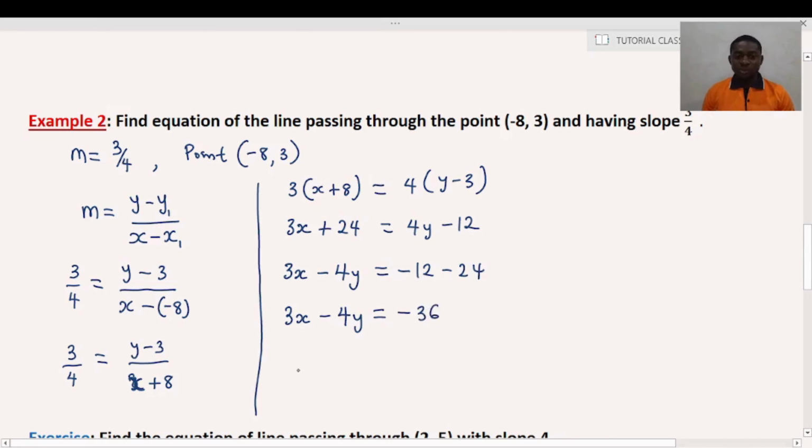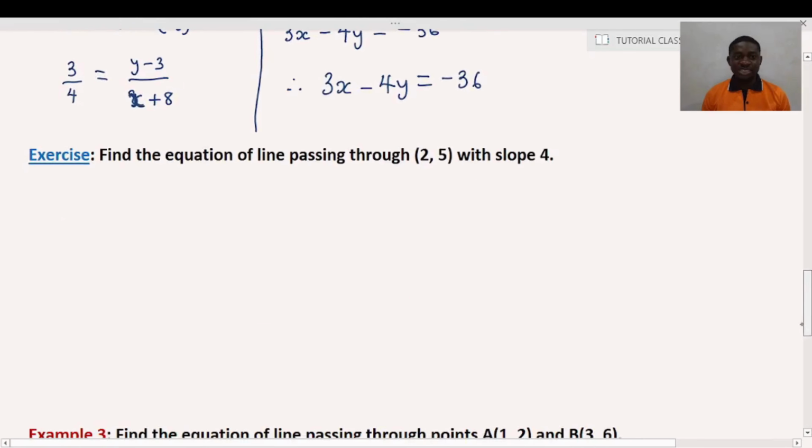So we can say, therefore, the equation of the line passing through this point and having this slope is 3x minus 4y equals negative 36. That is the equation of that line. You find that interesting, right? So if so, I want you to quickly work on this exercise.